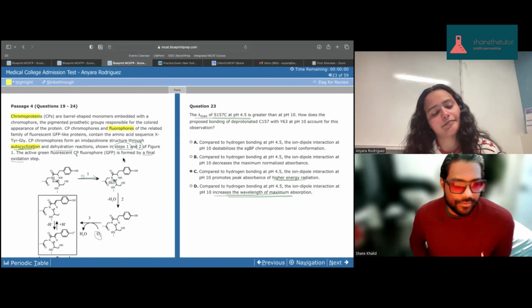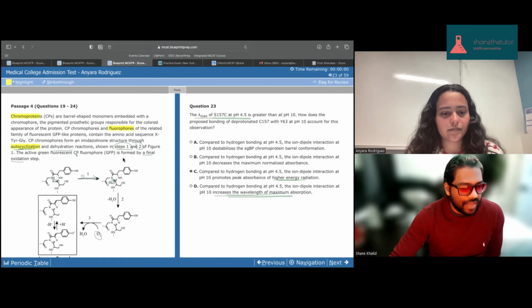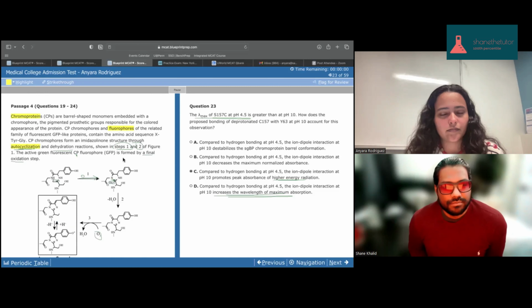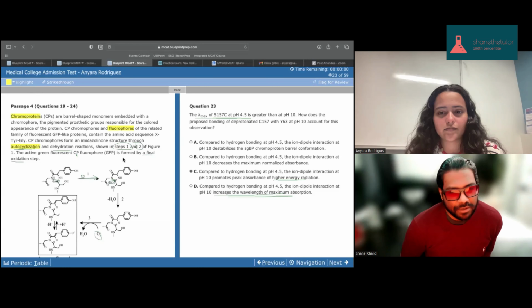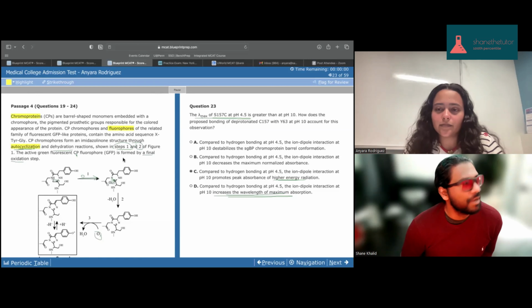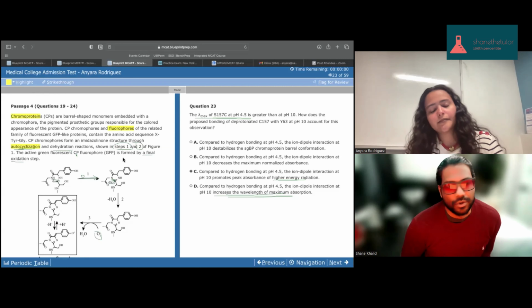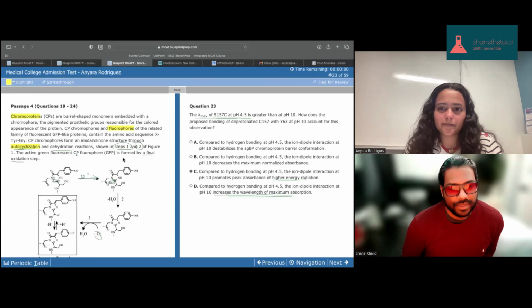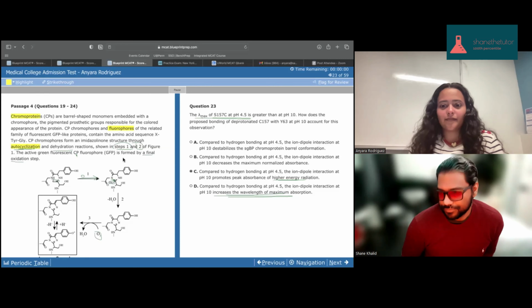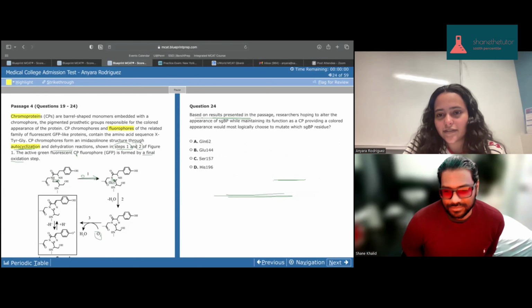And then from there, you can see there's some stuff happening here. But just see if you can get the minimum amount of information, the minimum amount of understanding of the passage, to answer the questions. So yeah.